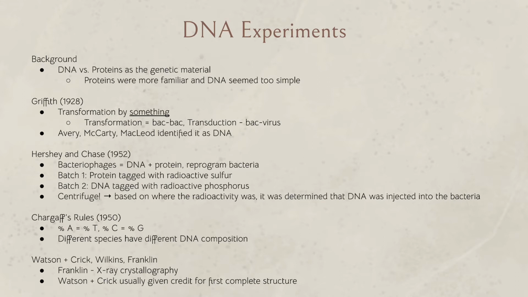So in 1950, someone named Chargaff studied DNA and DNA base pairing, and he came up with these rules. His rules were that the percentage of adenine is equal to the percentage of thymine, and the percentage of cytosine is equal to the percentage of guanine in a species. And also that different species have different DNA composition. So these are 2 important rules for you to know.